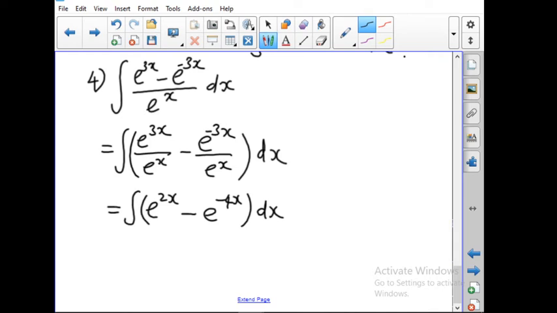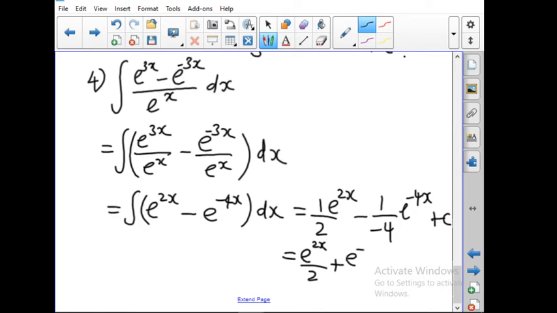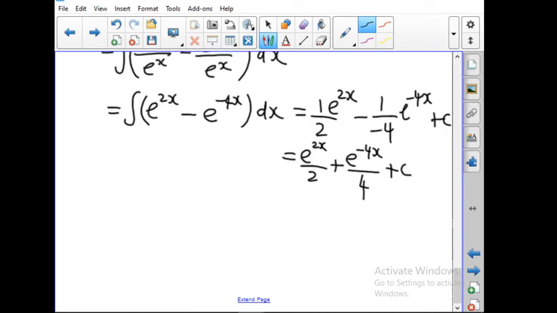Now you can integrate this: 1/2 e^(2x) minus, here we get minus 4, so 1/(−4) into e^(−4x) plus c. Here minus and minus get cancelled. So your answer will be e^(2x)/2 plus e^(−4x)/4 plus c. So this is again the formula of e^(ax). Next, problem number 5.